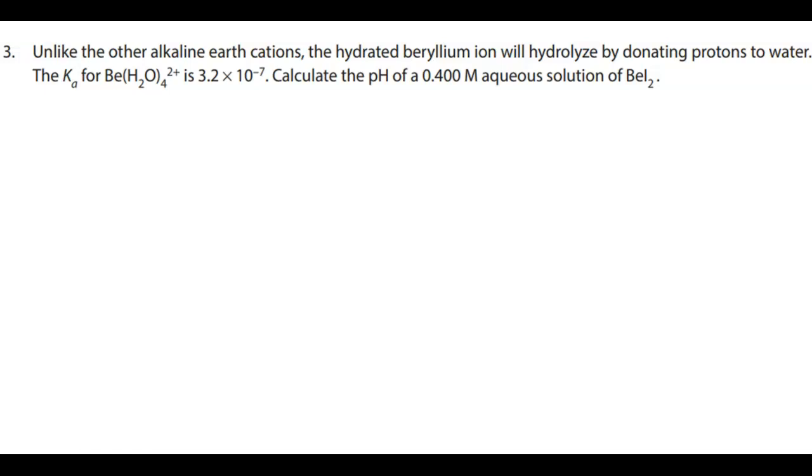All right, so unlike the other alkaline earth cations, a hydrated beryllium ion will hydrolyze by donating protons to water. So here's another water complex ion, but of course they're giving us the Ka value here because this is not in our orange sheet. So we want to calculate the pH, and we have an initial concentration. Beryllium, we already know, will have an impact, and then iodine won't because it's the conjugate of a strong acid, right? So let's just set this up.